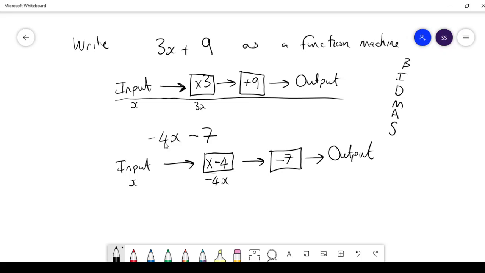Now it's important to note that this is not the same if you flip it. So it's important that you've got the times minus 4 first and then the minus 7.